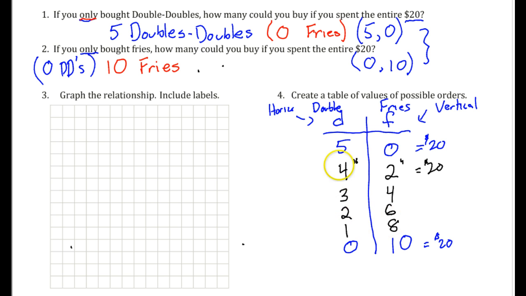And you can see, once we fill in the rest, I can be pretty sure that those add up to $20, but check them anyway. Does 1 double double, $4? Okay. 8 orders of fries, 16. 4 plus 16 again is 20. So yeah, that all works out.